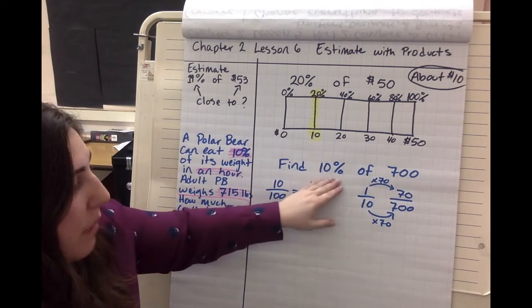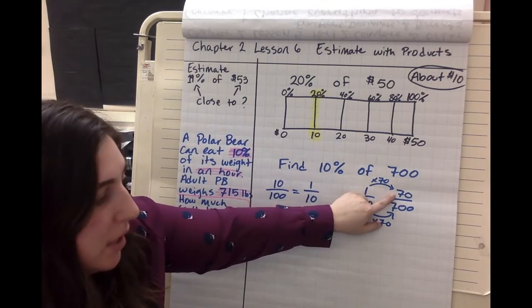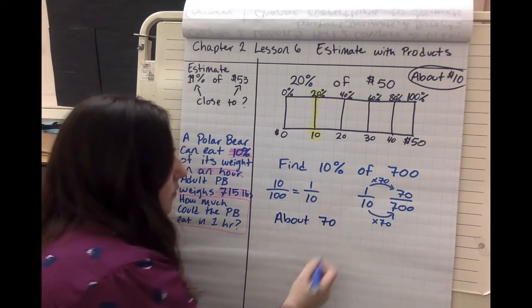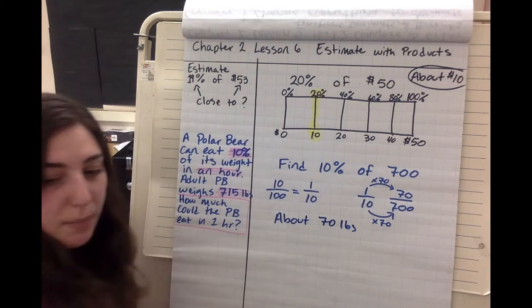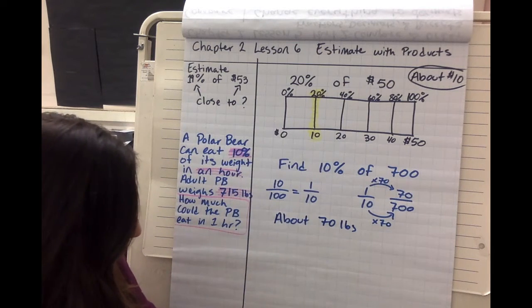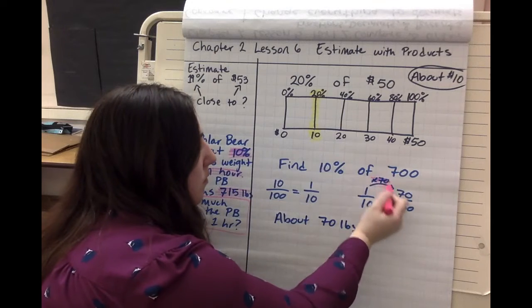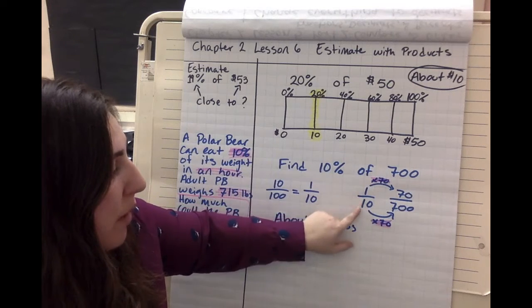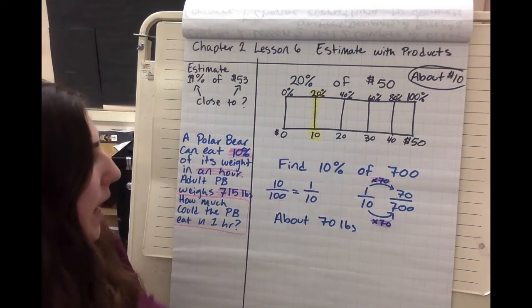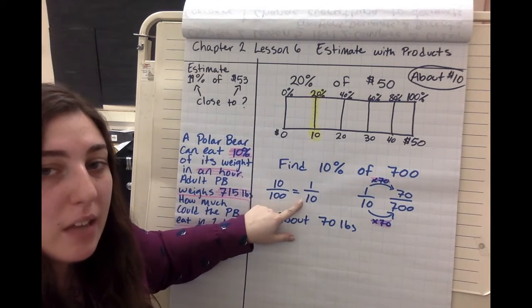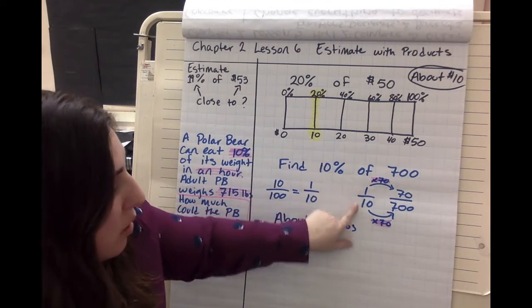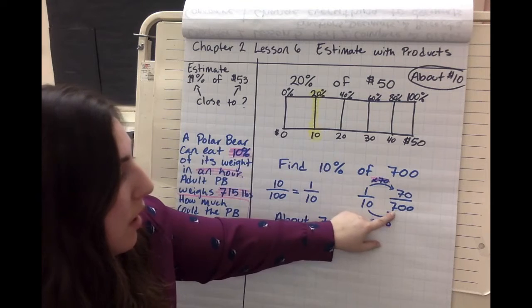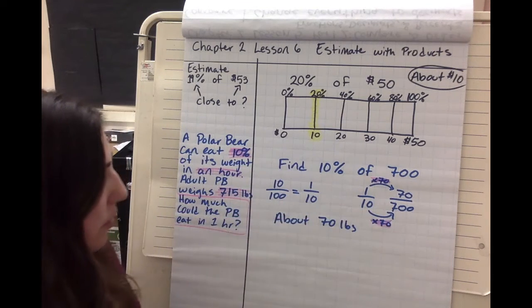So I found my answer. So 10% of 700 is 70. And it's going to be pounds, about 70 pounds. And for this problem, I use equivalent ratios. So I use knowing that whatever you do to the bottom, you have to do to the top. Okay, 10% is the same as 1/10. So I use that fraction to create an equivalent ratio here with my 700 pounds. And I was able to find 10% of 700.